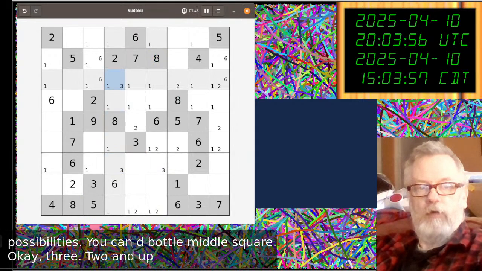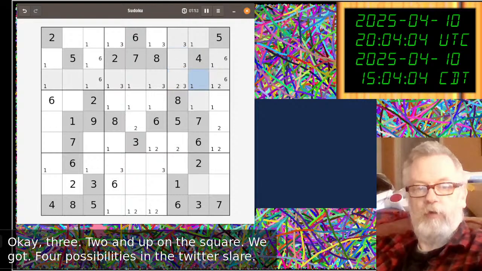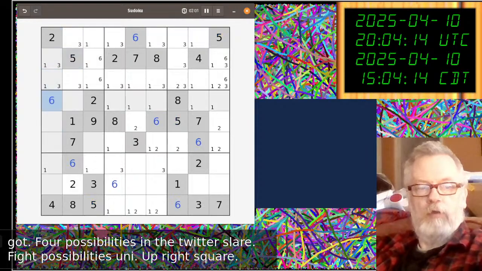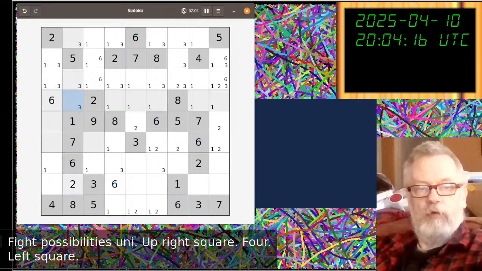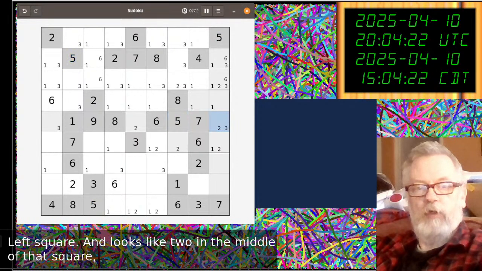We've got 4 possibilities in the top middle square. 5 possibilities in the top right square. 4 in the top left square. And looks like 2 in the middle left square. 2 possibilities. No, 2 possibilities in the middle right.